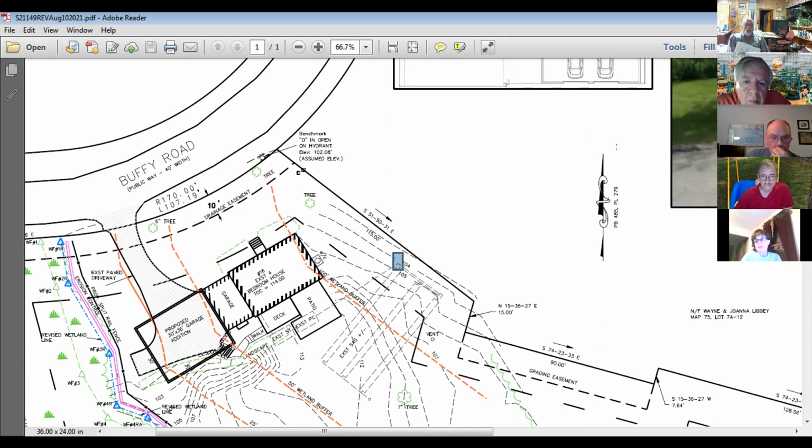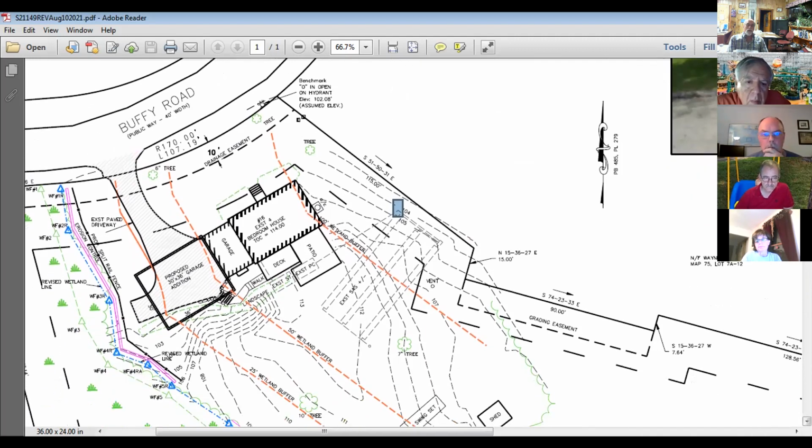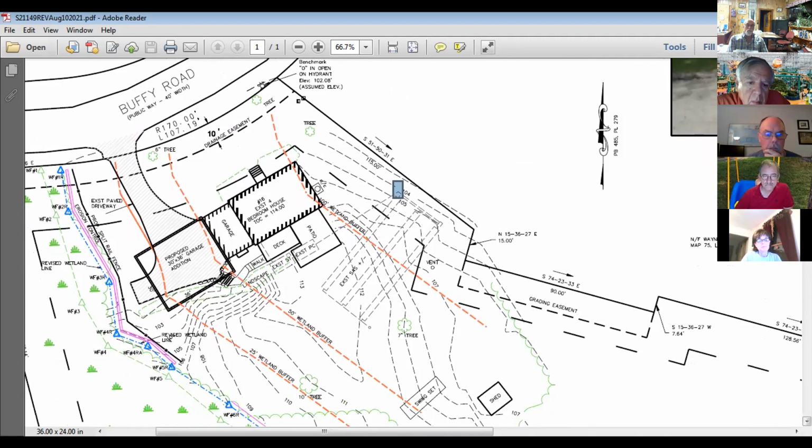So Margaret, that little turnaround area, that's going to be removed and loamed and seeded? Correct. Okay. Is there any proposed grading around there, Margaret? Not really. They're going to grade right up to the foundation in the back there, and then, like I said, right in here, it's just a drive straight in.